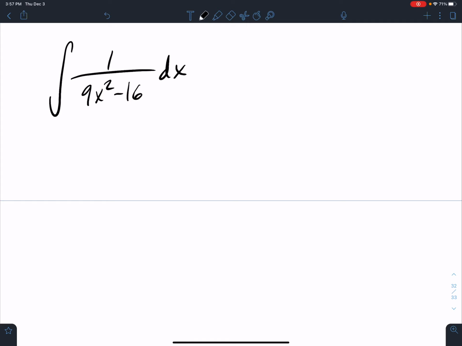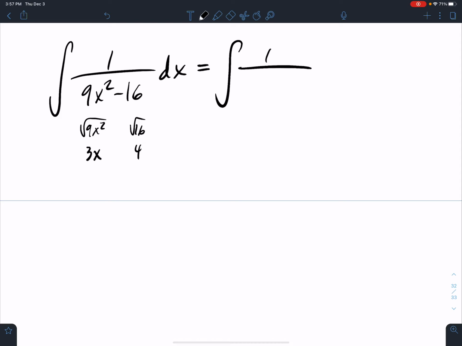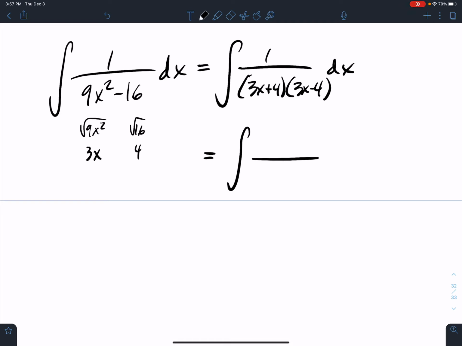But then I think, all right, this thing is a difference of squares. I can factor the denominator, and it absolutely factors. The square root of 9x squared is 3x, and the square root of 16 is 4. So it's going to factor to (3x plus 4)(3x minus 4) dx. And so the question just becomes, how am I going to find the number that goes up in each part here? Once I get that number for each factor, then I'm good to go.